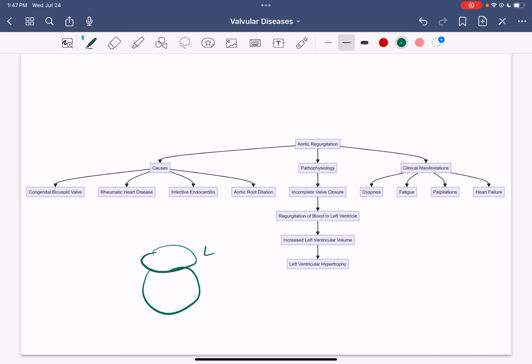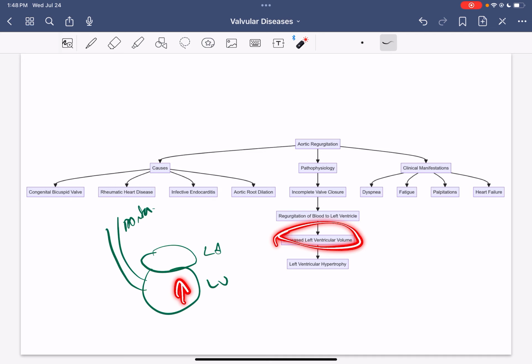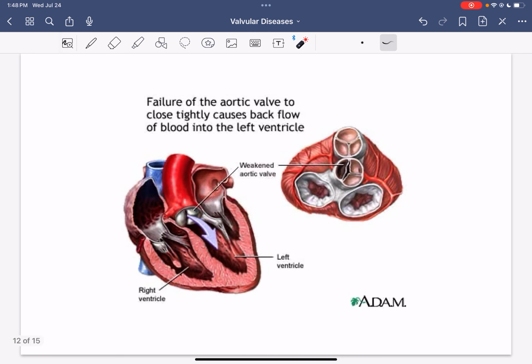So remember, this is your left atrium, left ventricle, and your aorta. See, this is just a pictorial representation, okay? It doesn't represent the exact shape of the heart. You need to understand that. So if there is regurgitation, there is backflow of blood here, insufficiency. So as a result, the volume increases, left ventricular volume increases. As a result, there is left ventricular hypertrophy once again. So mostly every pathophysiology is the same. You just have to understand where it happens and what happens first. Okay. The clinical manifestation is dyspnea, fatigue, palpitations, and eventually your heart failure, left-sided heart failure.